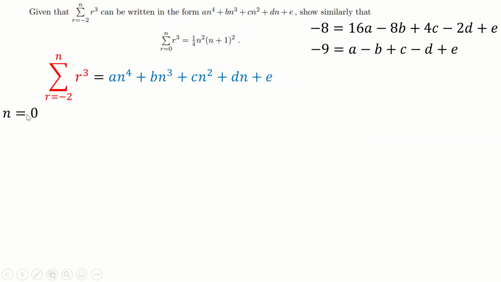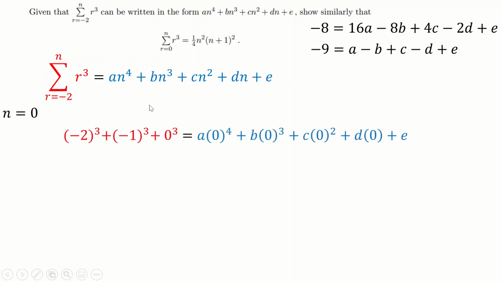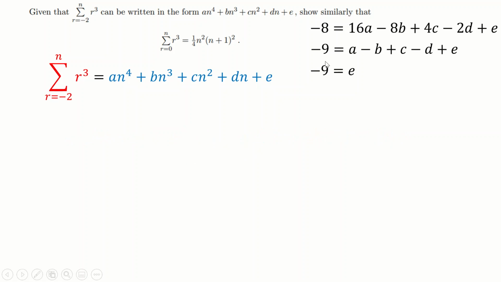Third equation, this is going to be the gorgeous one when n is 0. This side is going to be -2 cubed plus -1 cubed plus 0 cubed, but this side, all of that is going to go away. Just left with e. This makes -8, -1 makes -9, so e is -9. And that's great because I get a whole variable for free, just like last time.